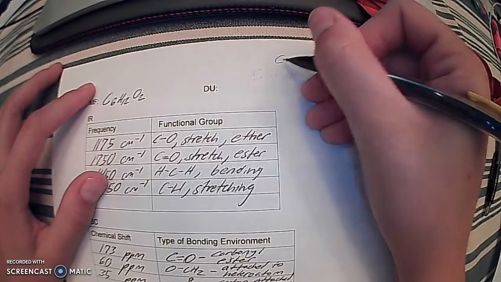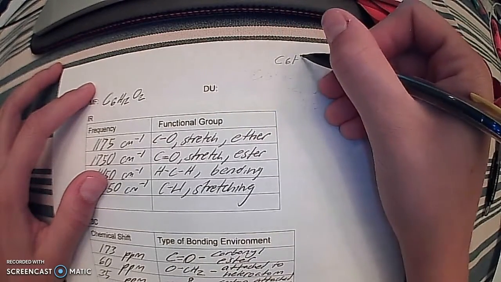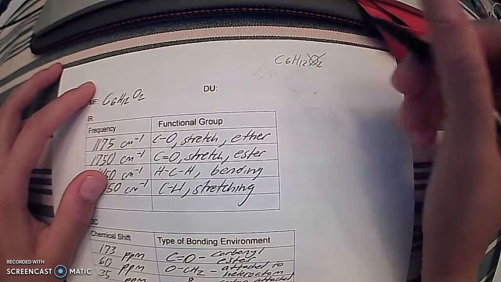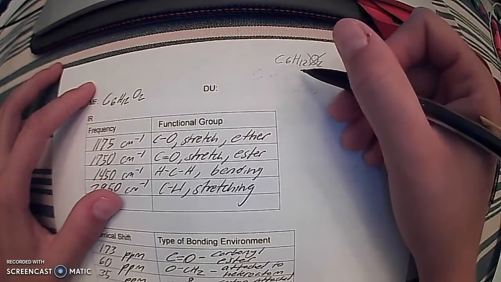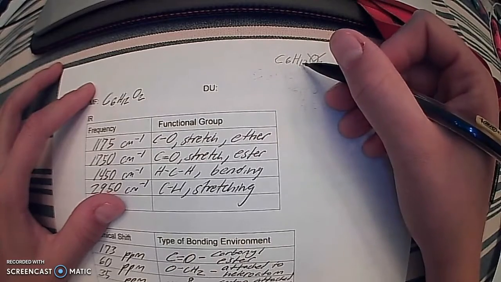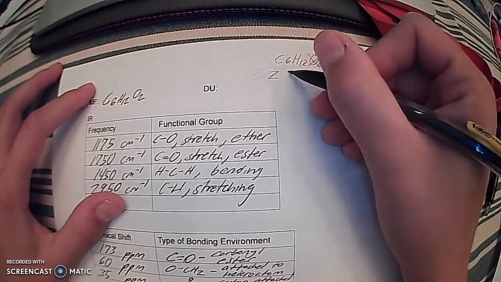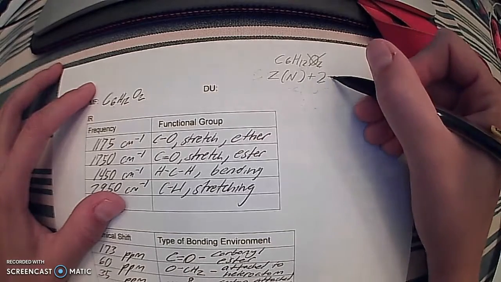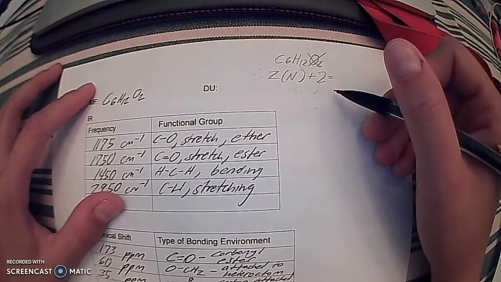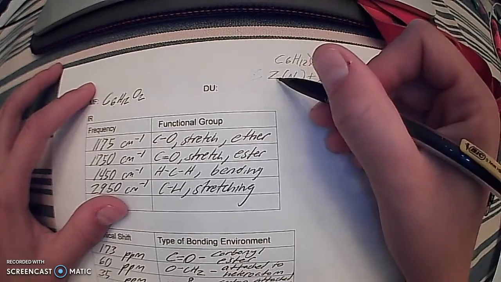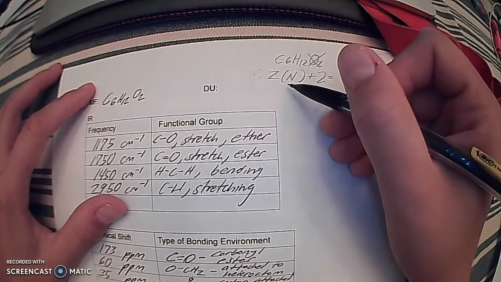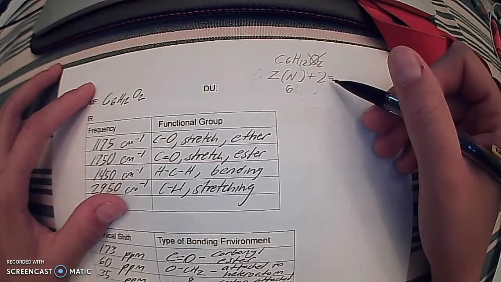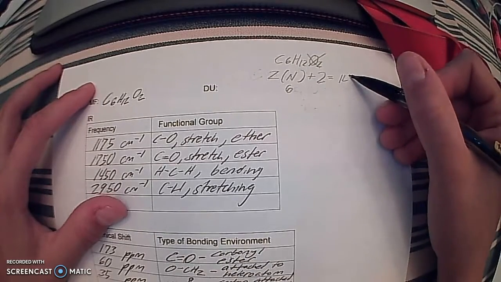So starting with our formula, again, C6H12O2. We actually don't care about oxygen in this, so we're only going to look at the carbon and the hydrogen. Now we have this formula, 2N plus 2, which is going to help us find the saturation that it should be. So we have 2 times the number of carbons, which is 6, plus 2. That results in 14.